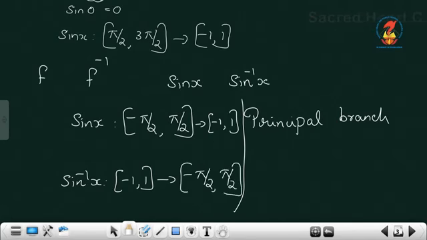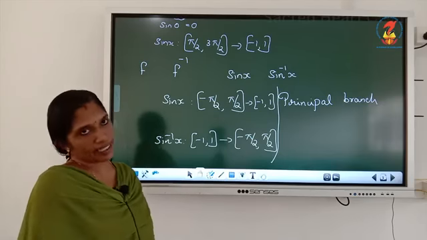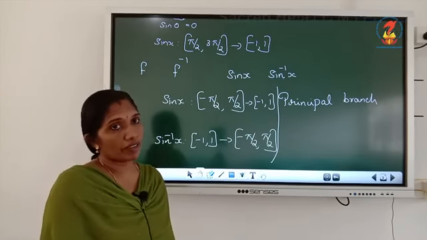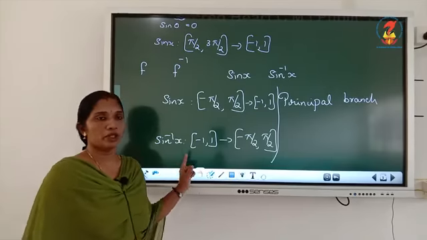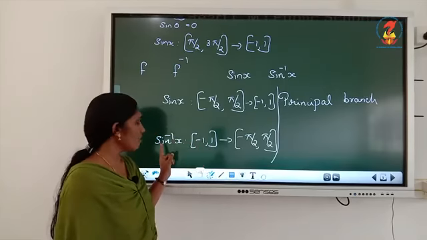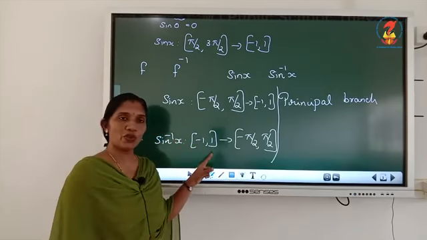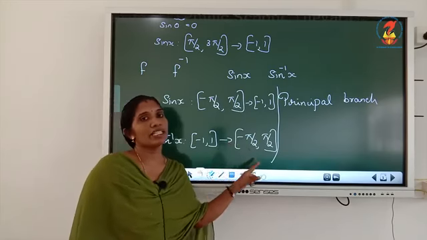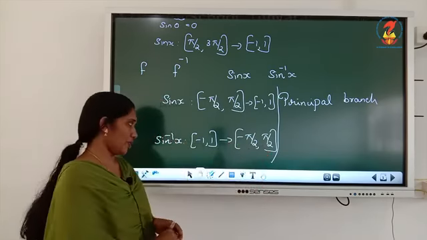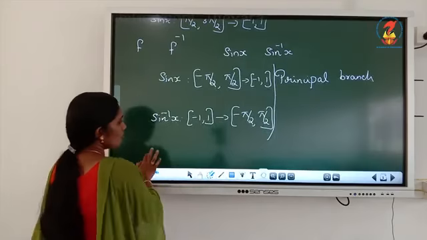So this you have to learn, sine inverse x. What is the domain of sine inverse x? Domain of sine inverse x is minus 1 to 1 and range is minus pi by 2 to pi by 2.